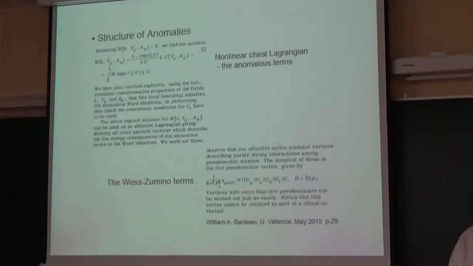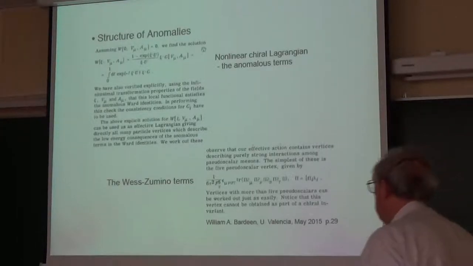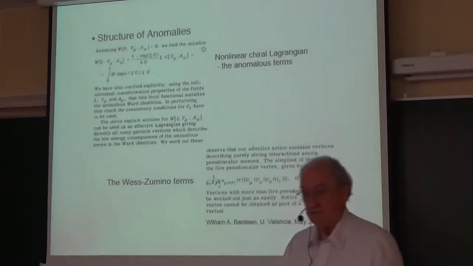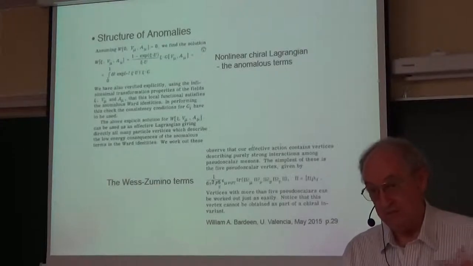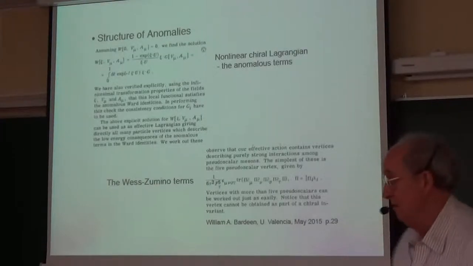Now, Wess and Zumino had two very important papers on nonlinear chiral Lagrangians. So the idea is that the low energy behavior of strong interactions is dominated by pions. And in the SU(3) case, it's an octet of pions. The three pions plus kaons form an octet of pseudo-Goldstone bosons. In the limit of chiral symmetry, they would be exact Goldstone bosons.